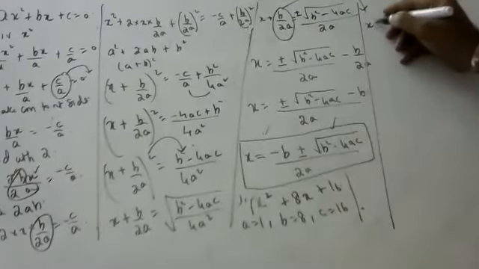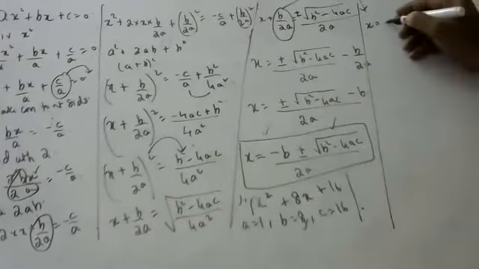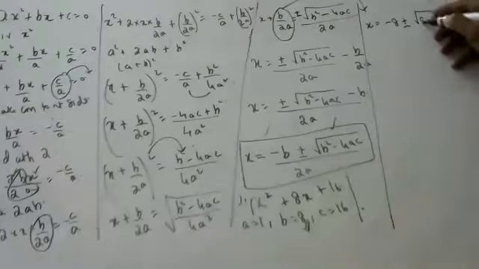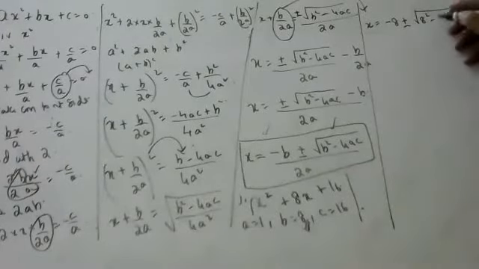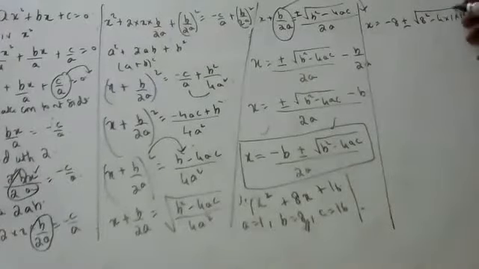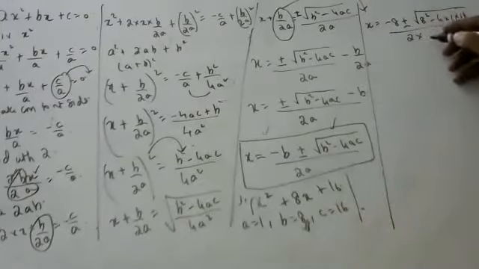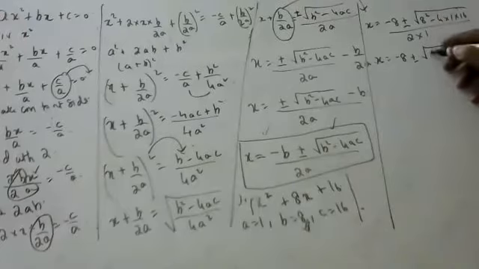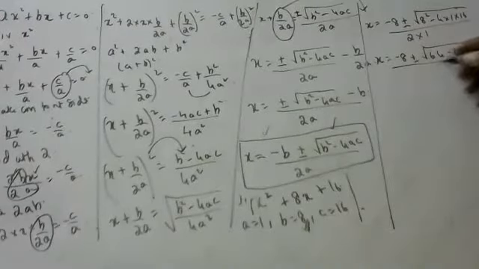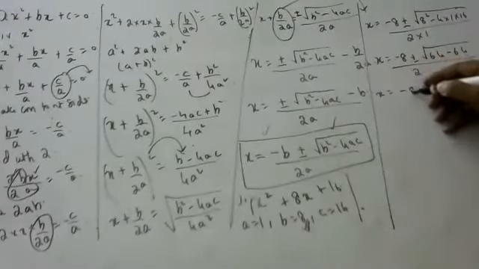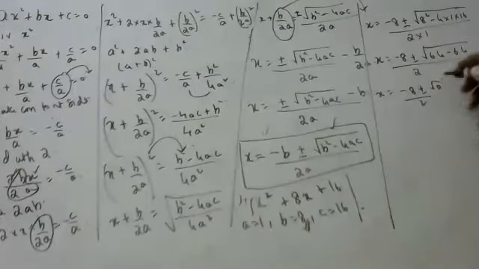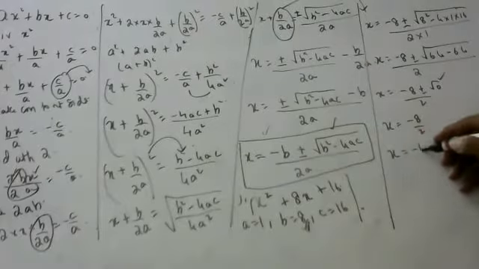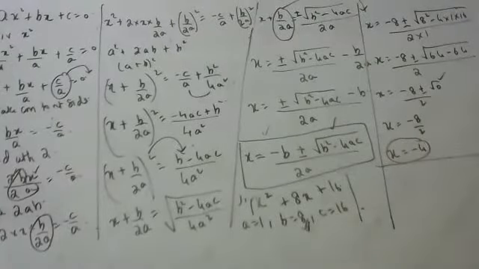Okay, so x is equal to minus b, minus b means minus 8, plus or minus under root of b square. B square means what, children? 8 square minus 4ac, 4 into 1 into 16, by 2a. A means how much, children? 1. X is equal to minus 8 plus or minus under root of 8 square is 64, minus 64, by 2. X is equal to minus 8 plus or minus under root of 0, by 2. So 0 doesn't have any value. Answer is minus 8 by 2. Answer is minus 4. That's it. Directly we'll get the answer.